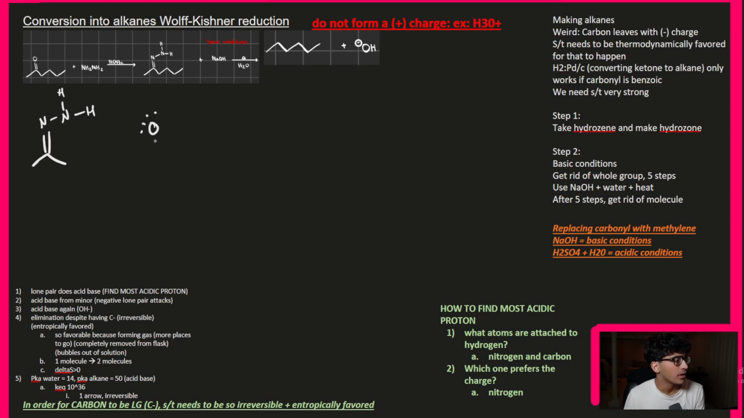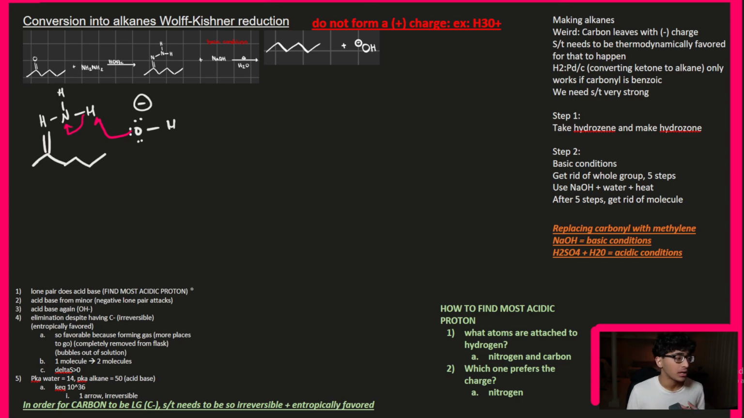Okay, so we have to do acid base. We have NaOH, and let me be a little bit neater. The first question is how to find the most acidic proton. What atoms are attached to hydrogen? We have carbon, but you have nitrogen too. Nitrogen wants the charge, so it's gonna be attacked. This is gonna go straight onto nitrogen.